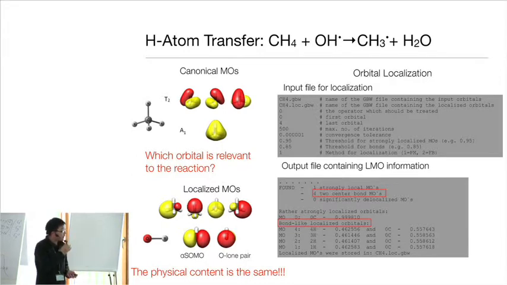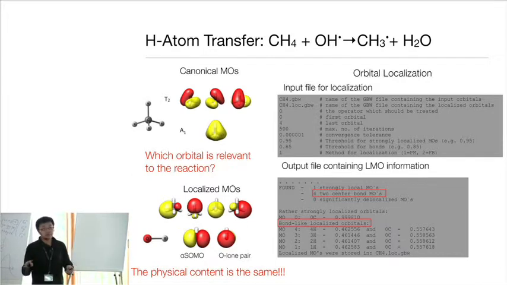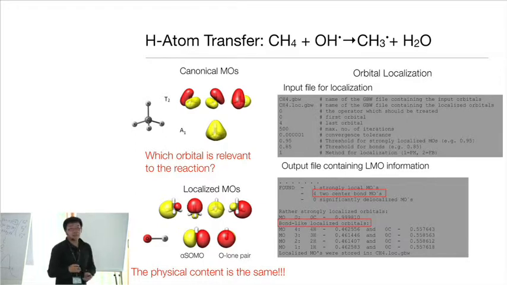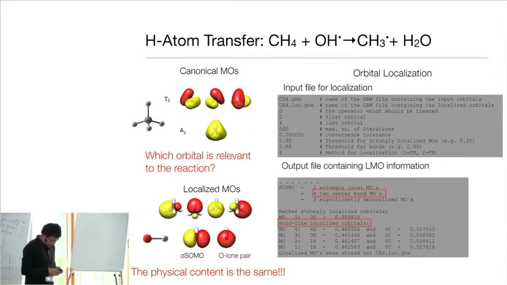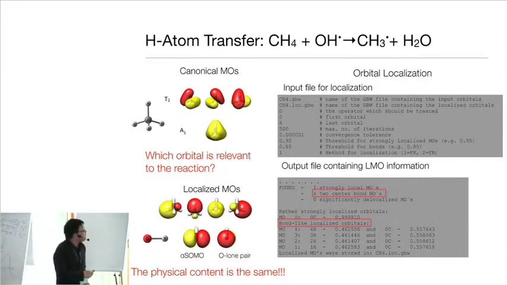And one thing I need to emphasize: you transform the canonical orbital, that is the canonical orbital generated by storing our GBW file. It has the same content as the localized orbital. Between them is just a mutual transformation, but all the properties are the same. We have the same content of physics. This is something like you look at the same people, but from a different perspective. We look at the same thing, we didn't change anything.